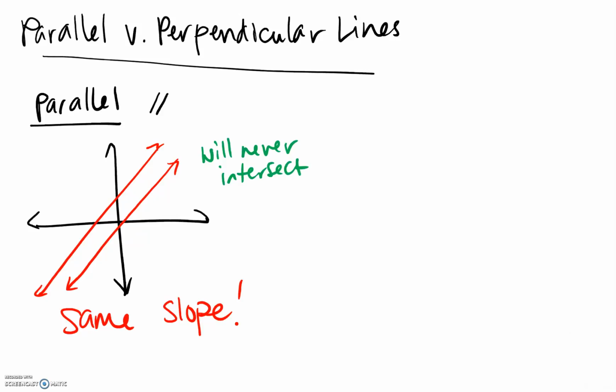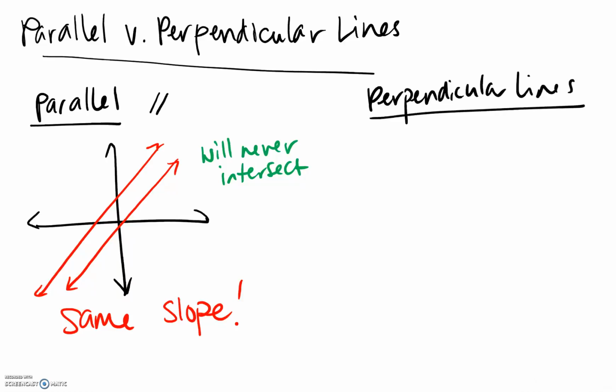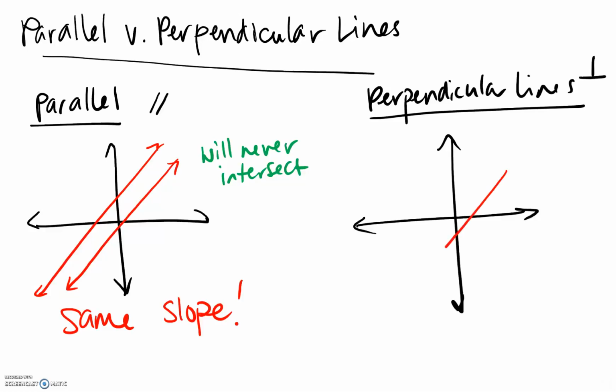We also have perpendicular lines. This is sometimes denoted with this little upside down T looking thing because that's exactly what happens with these lines. With two perpendicular lines, the lines will cross each other and they'll cross each other at a right angle. So when they cross, there's a right angle in that corner where they cross. So these cross at a right angle.